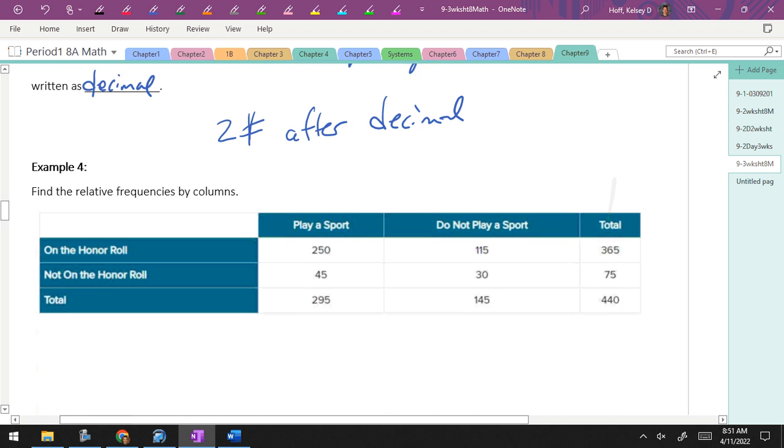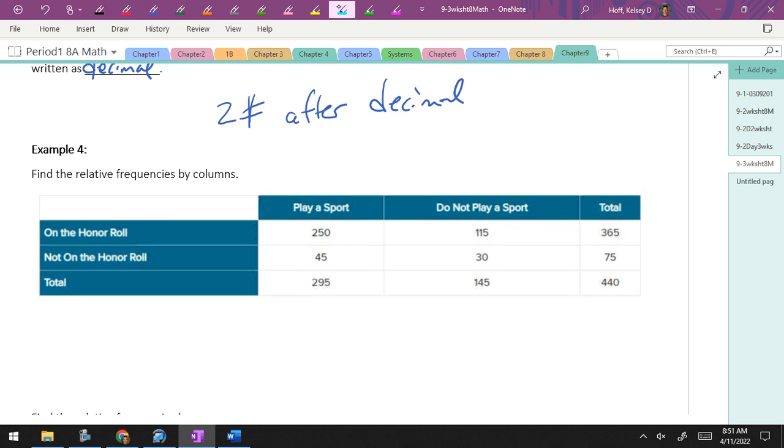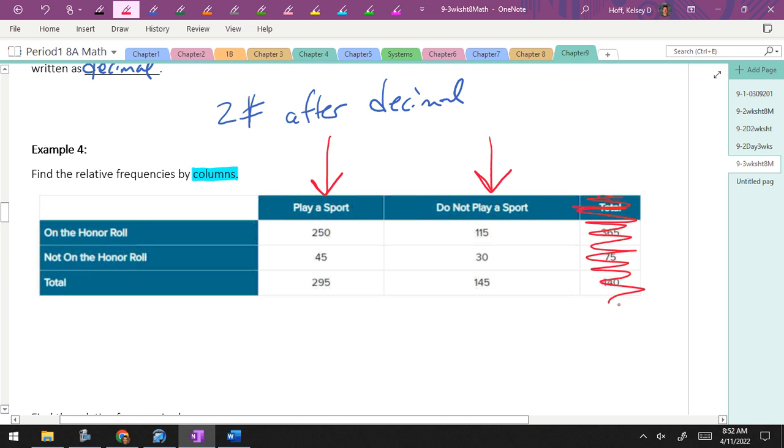Okay. Biggest thing here, you have to read. Find the relative frequency by column. Which way do columns run? Up and down here, right? So we're going to go down, play a sport, and we're going to go down, do not play a sport. Because we're going by columns, I don't need this total column.